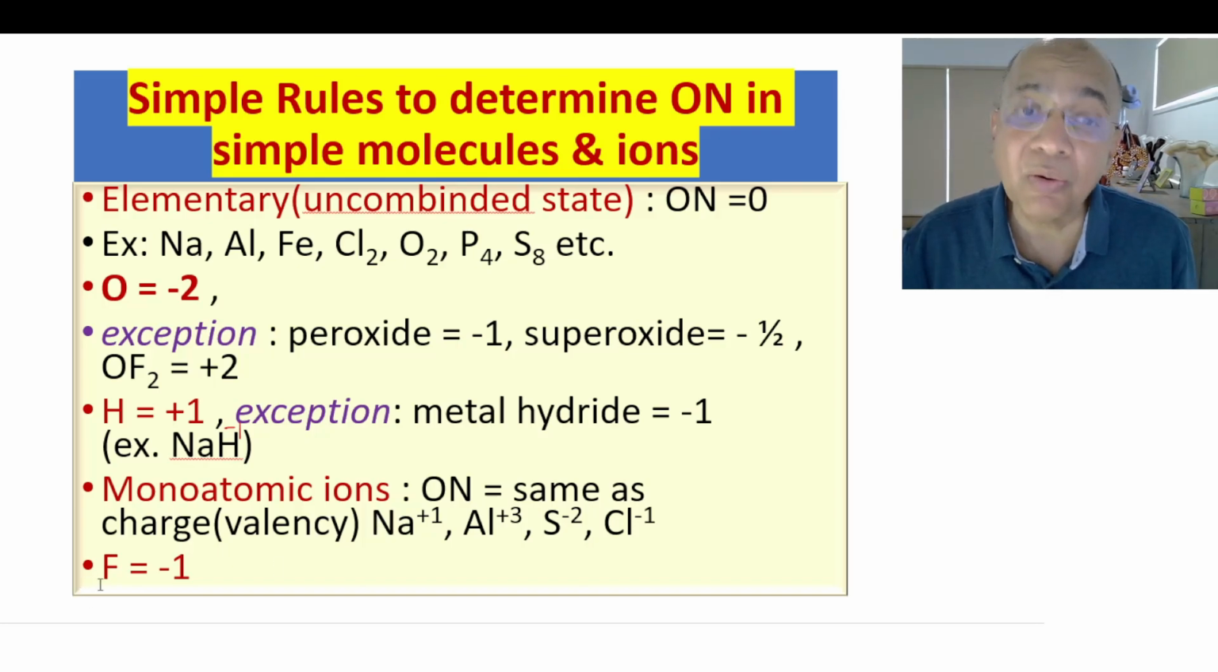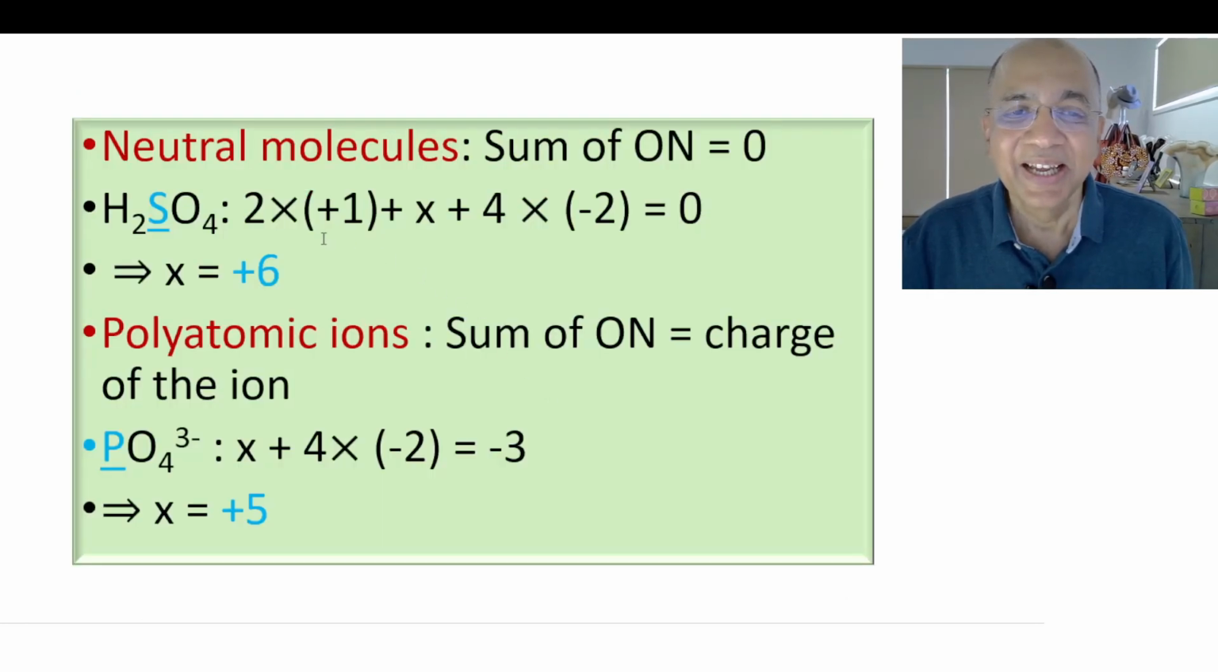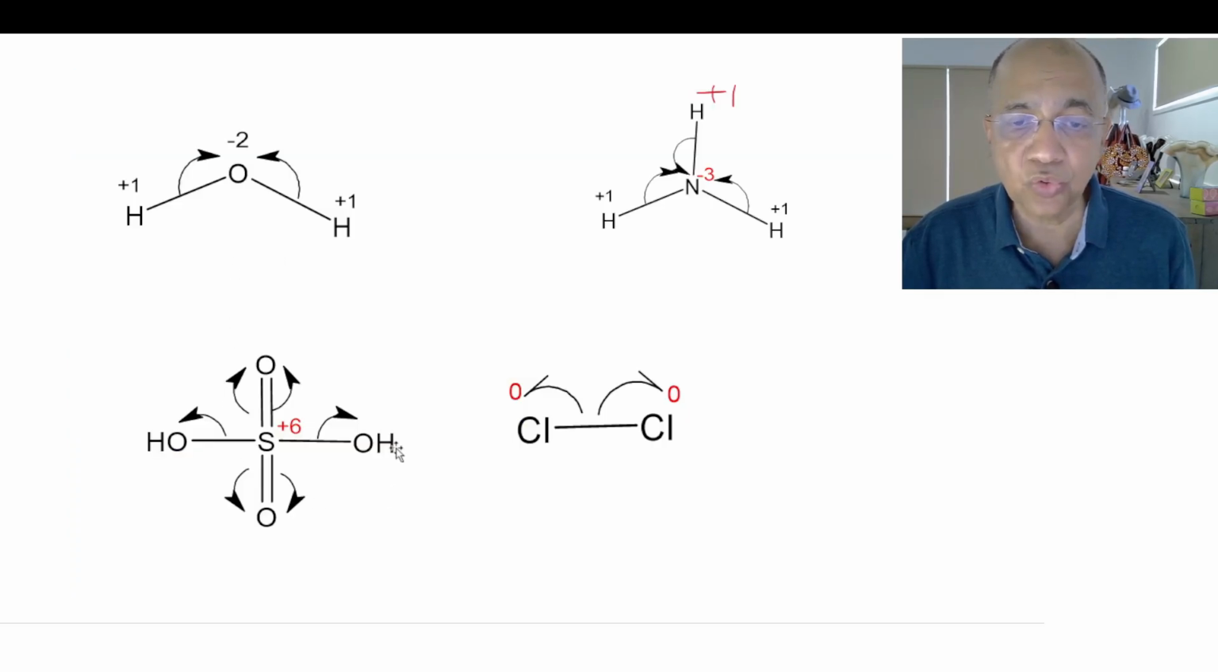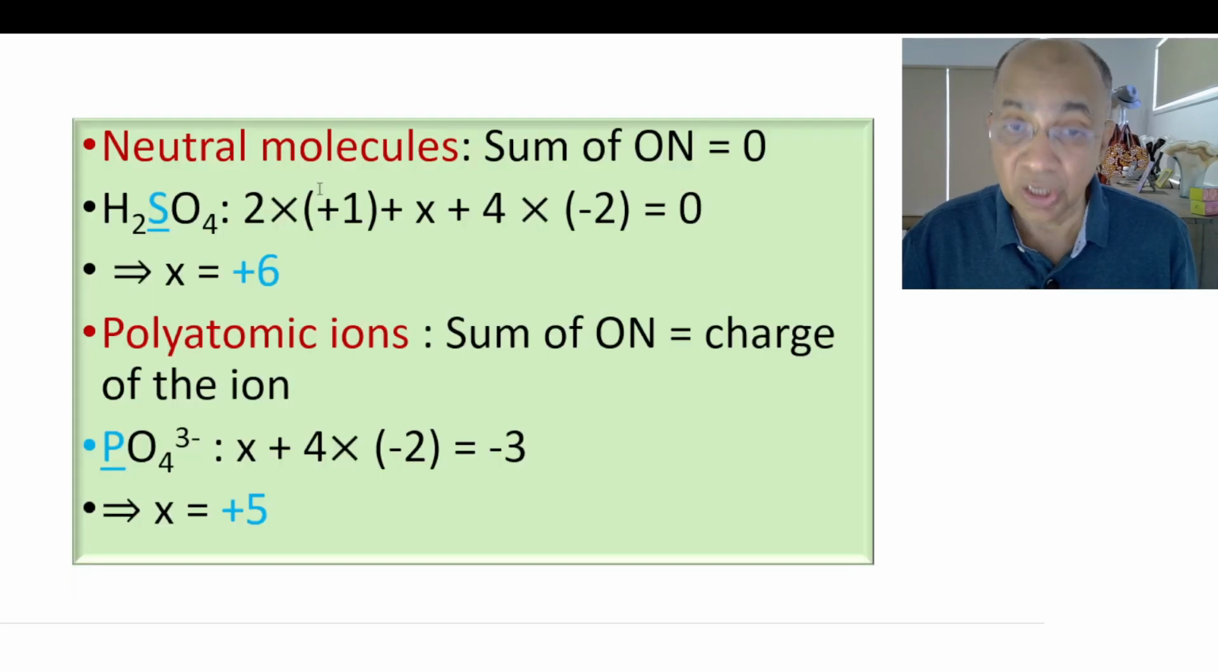Fluorine in a compound always has an oxidation number of -1 because it is the most electronegative element in a compound. And the last but one rule says in a neutral molecule, covalent molecule, the sum of oxidation number of all atoms is 0. For example, sulfuric acid. Let us find out what is the oxidation number of sulfur. We have done it through structure, but we shall now do following simple rules.